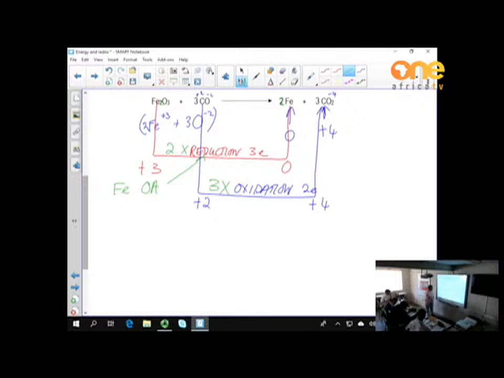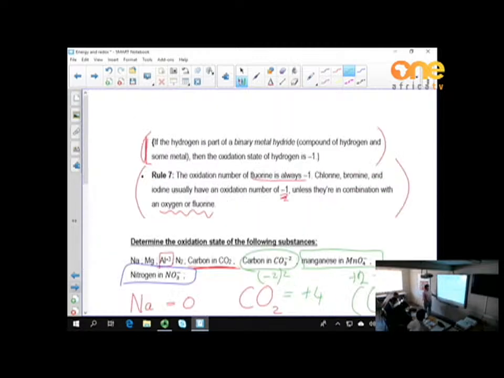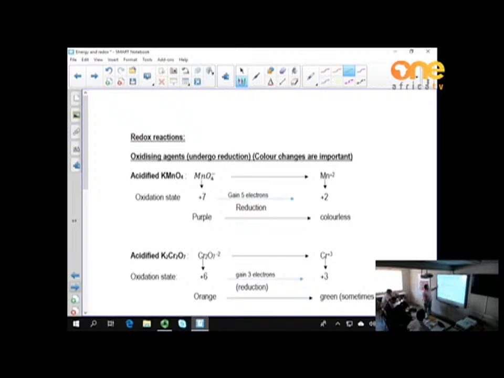If you go and have a look at the oxygen in all of these compounds, what's the oxidation state of oxygen in this compound? -2. What's the oxidation state in that one? -2. And what's the oxidation state in that one? -2. Did the oxygen as such take part in the reaction? No. Now we can go on to the next part.